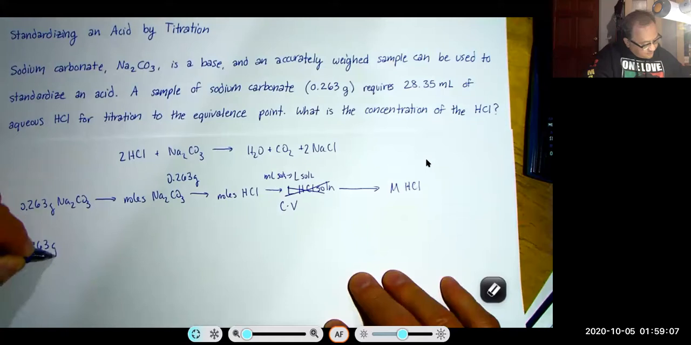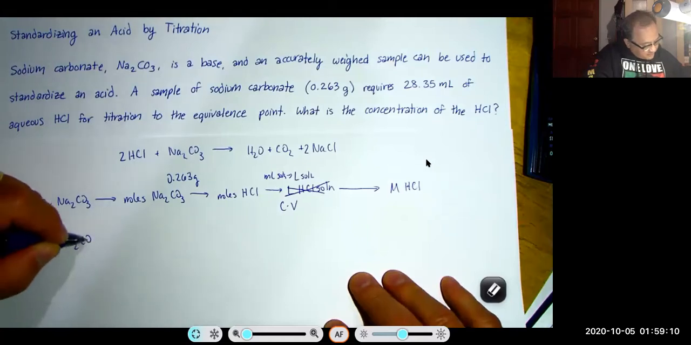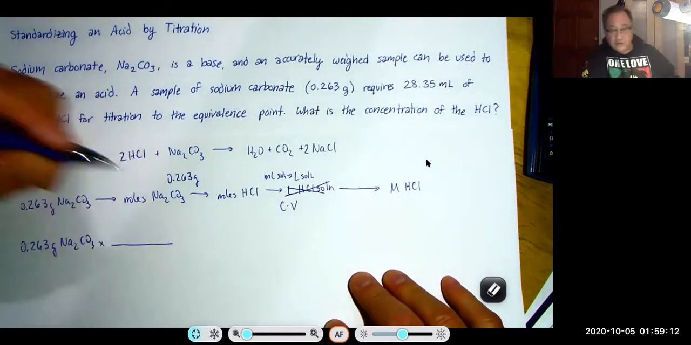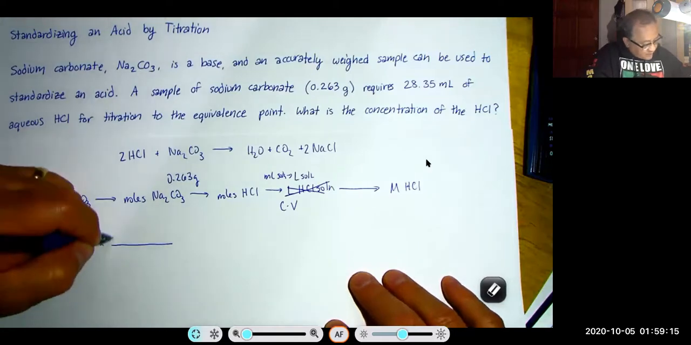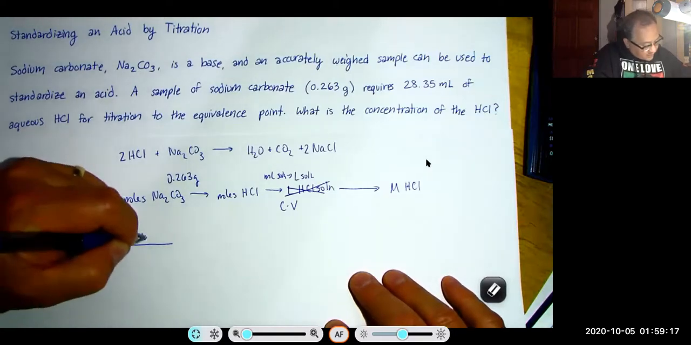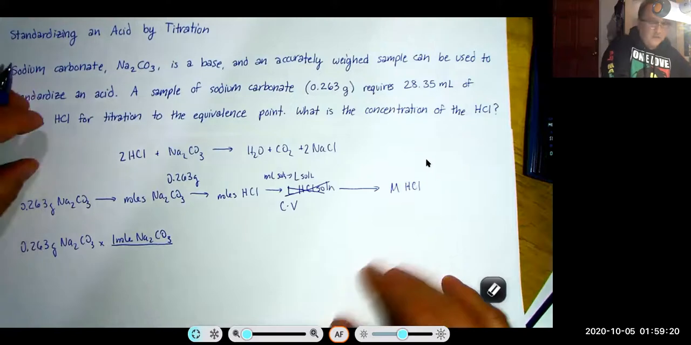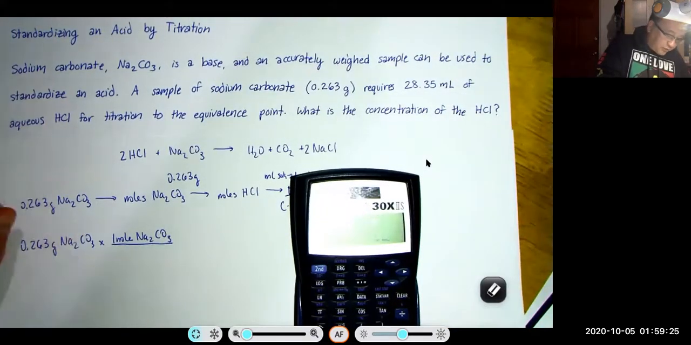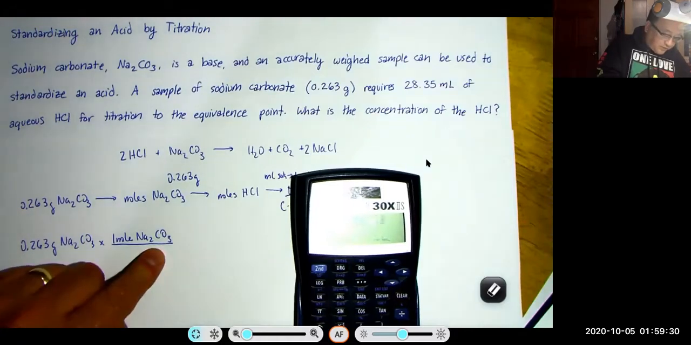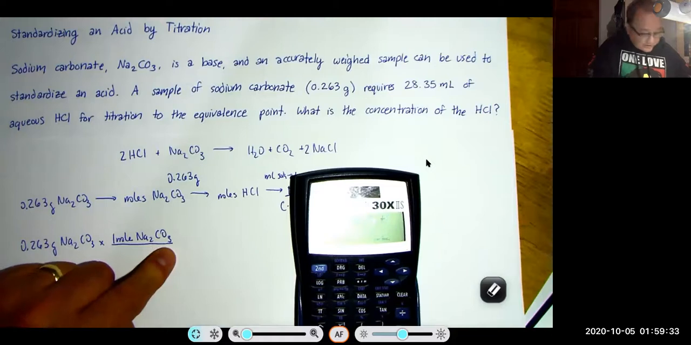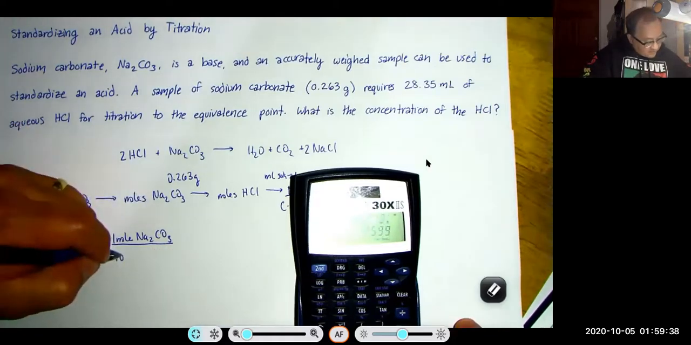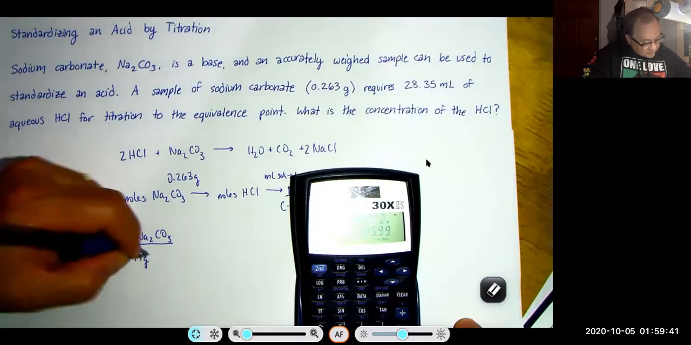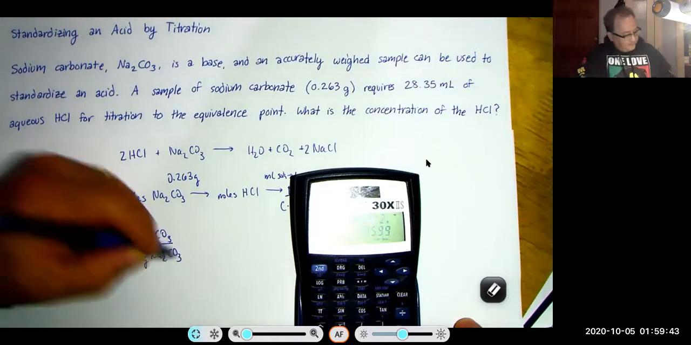0.263 grams of sodium carbonate times the molar mass of sodium carbonate is 1 mole of sodium carbonate. I want to say this is 105 point something. So let's find out. 2 sodiums is 22.99 times 2. 1 carbon is 12.01. And 3 oxygens is 48. So 105.99 grams of sodium carbonate.